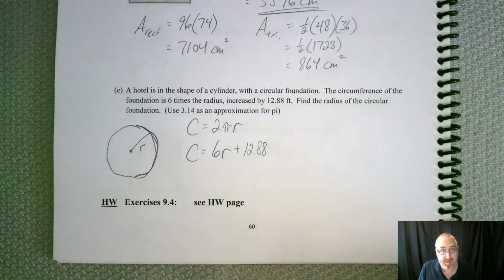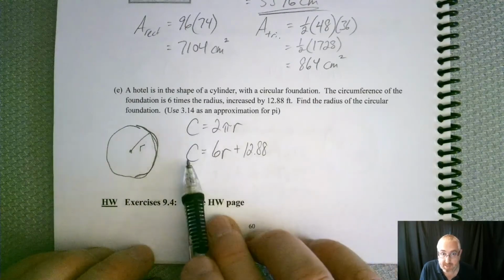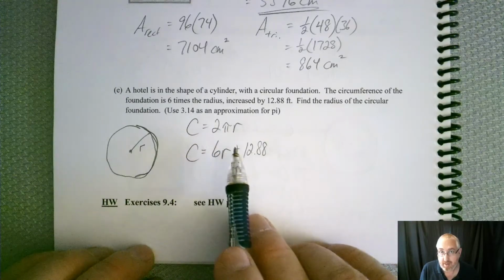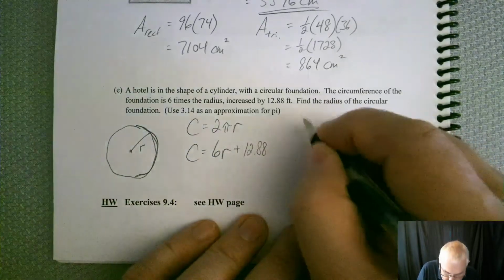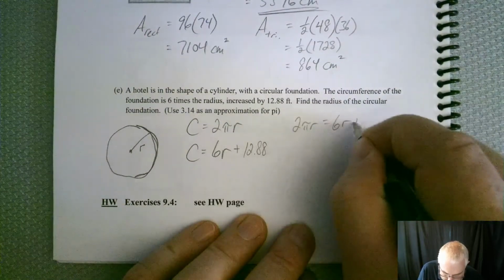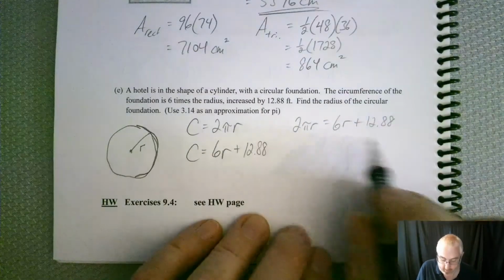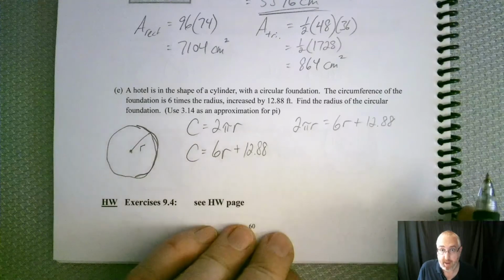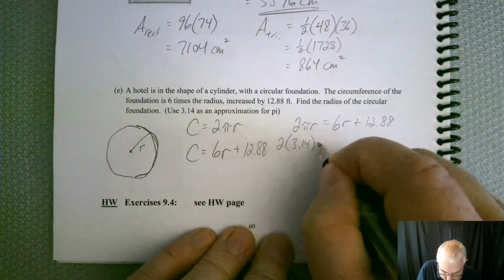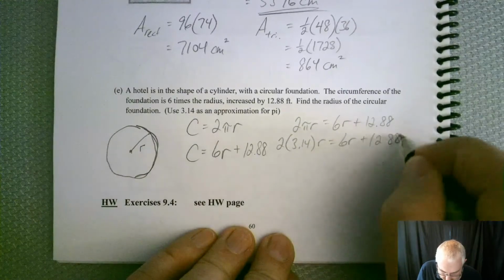We had a problem similar to this before. If you got two expressions that are both describing the same thing, you can set these two parts equal to each other. So that's what we're going to do here. So we're going to say 2 pi r is equal to 6r plus 12.88. And so now, well, we got to get rid of that pi and take care of all that business. So we got 2 times 3.14 r equals 6r plus 12.88.